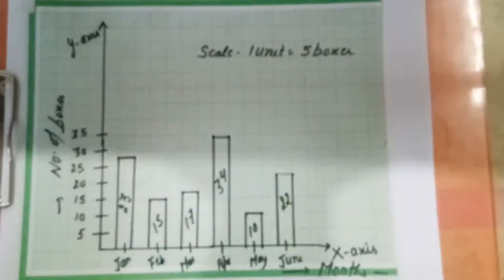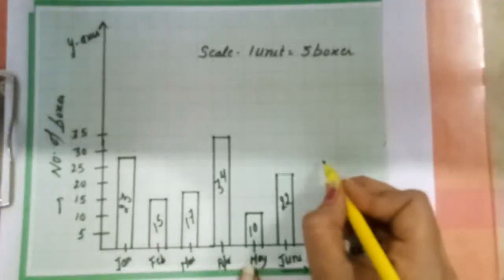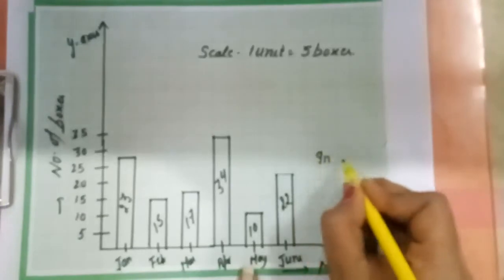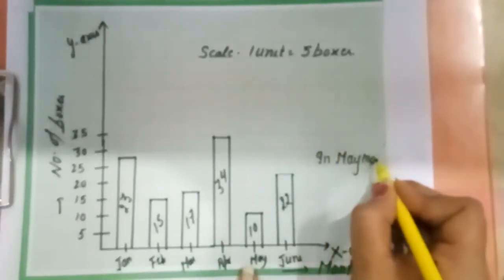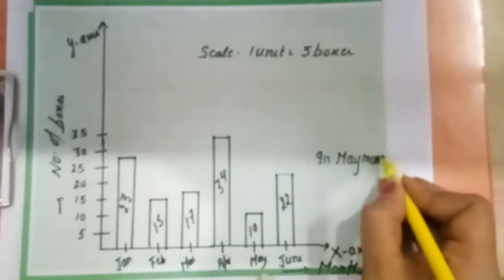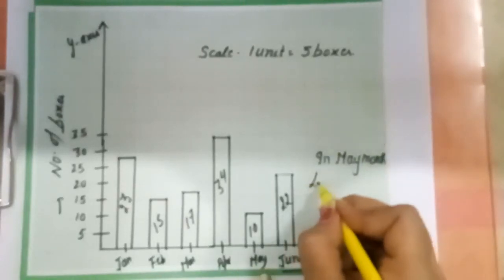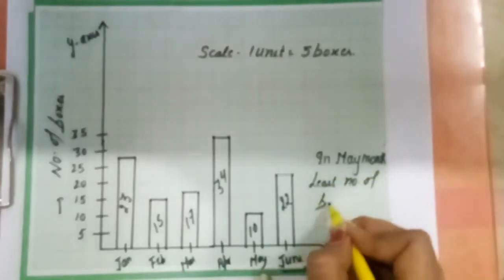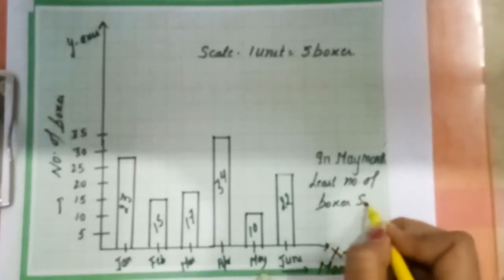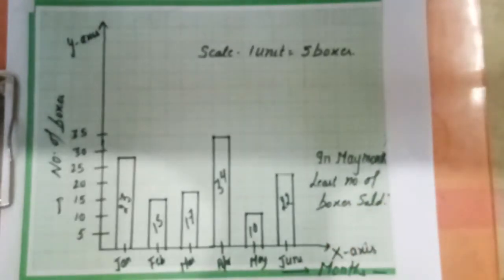Now we have to answer the question also. In which month was the least number of boxes sold? In May. So we can write down, in May, the least number of boxes sold. Right. So in this way you can give the answers.